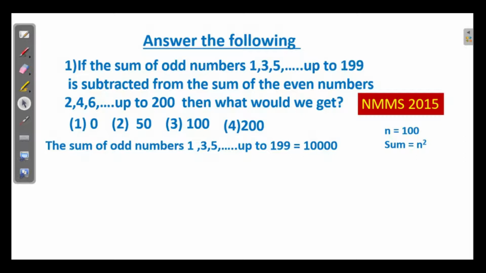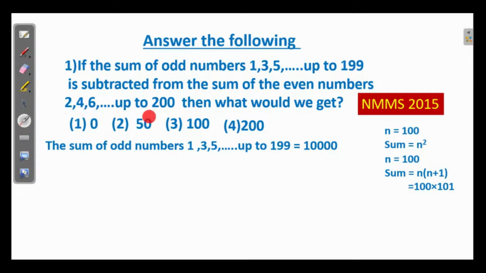And in the case of even numbers 2, 4, 6 etc. up to 200. What is the number of terms? We have just seen. It is also 100. And the sum, we have learned that the average is the number plus 1. In the case of even numbers starting from 2, the average is n plus 1. Here 100 terms are there. So 101 will be the average. We can verify it from here itself.